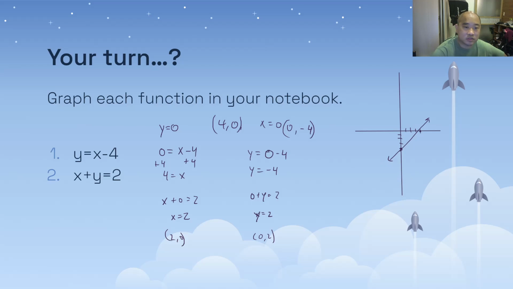So I'm just going to erase this one to make this easier so I don't have to draw another graph. And then I'm going to use a different color also. 2, 0, and 0, 2. And that would be the graph. Okay.